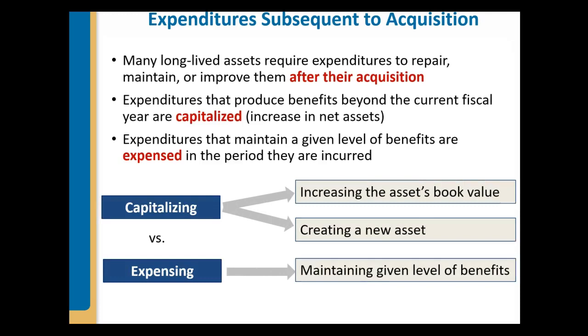So many long-lived assets require expenditures to repair, maintain, or improve them after their acquisition. A choice must be made between capitalizing the expenditures by either increasing the asset's book value or creating a new asset, or expensing them in the period in which they are incurred. Usually we capitalize expenditures that are expected to produce benefits beyond the current fiscal year. In contrast, expenditures that simply maintain a given level of benefits are expensed in the period they are incurred.